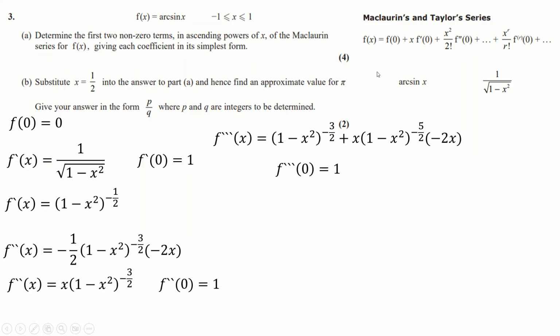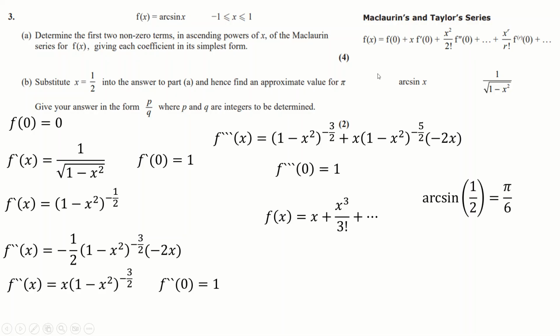And then, of course, we just use the Taylor's bit, f of x equals, well, this is nothing, this is x times 1, this is nothing, and then the next one is x cubed over 3 factorial times 1, and we just get this, and then we continue after that. Substitute x equals a half into the answer here to find an estimate for pi. So let's just double check actually how we're going to get an estimate for pi here. Well, f of a half is arcsine of a half.